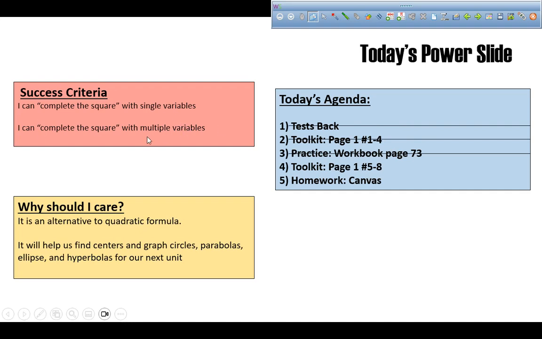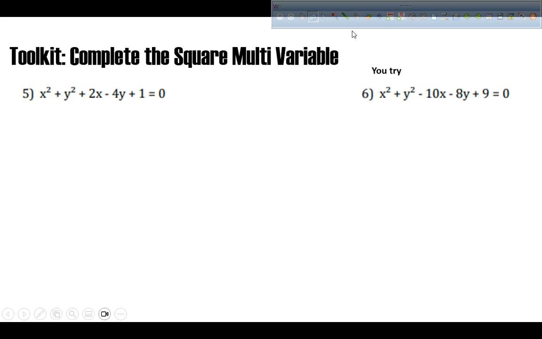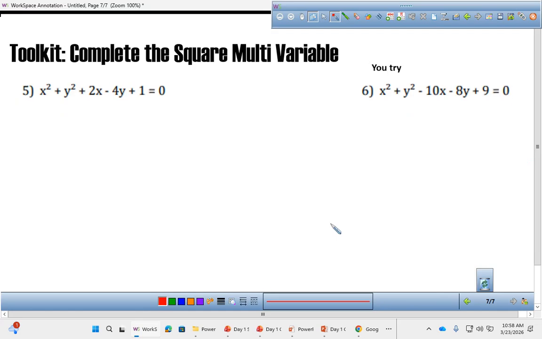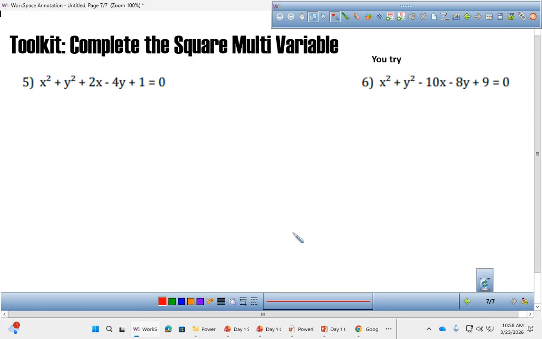All right. Second half of the class, we're going to continue to complete the squares. We're just going to do it with 2 variables. That's not harder. It's just more work, okay? So in your toolkit, this is examples 5 through 8. So we're going to end with 5 through 8 in the toolkit, which I think should give us enough time to get your midterms back, hopefully.